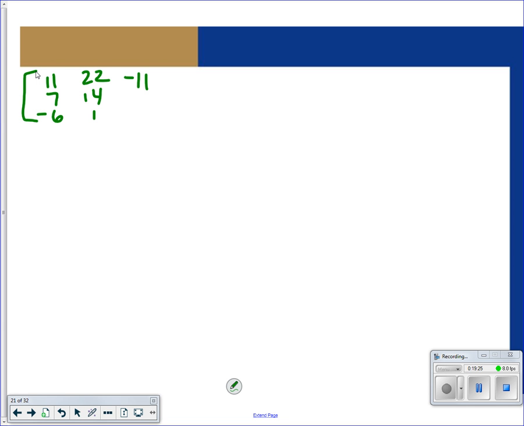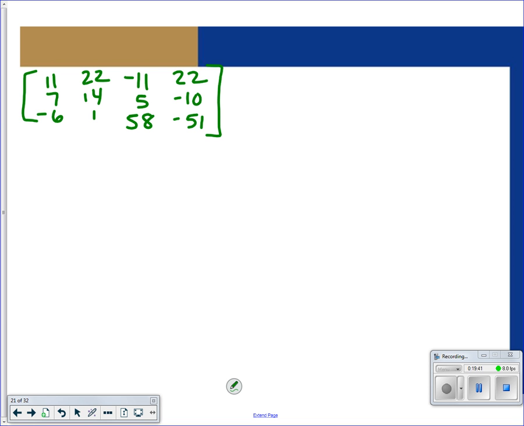Yeah, Miss, why do you make the funky numbers? I didn't. This one will actually work out nicely. Sometimes you will have to deal with fractions. Why aren't you gonna multiply something by like 11 or something?